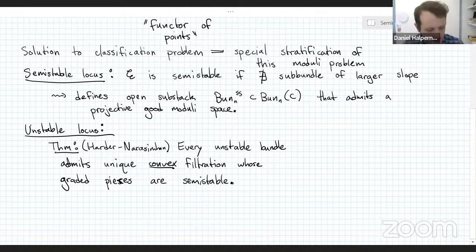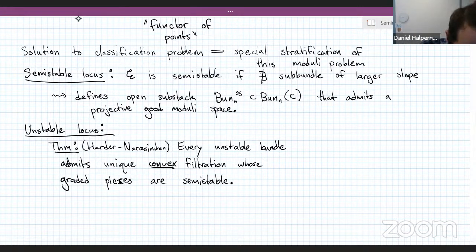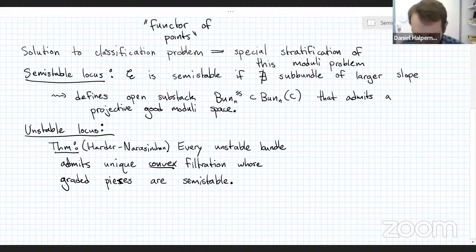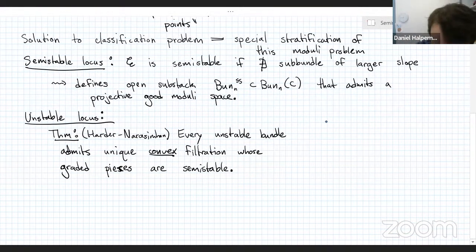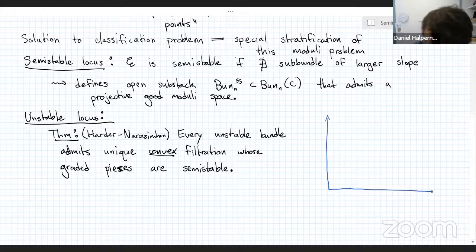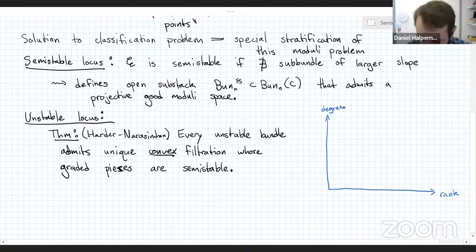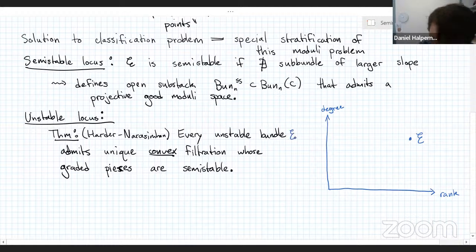Okay, so let me give a visual explanation for semistability and what the Harder-Narasimhan theorem is saying. You can imagine a vector bundle on this Riemann surface has two characteristic classes. It has its rank and its degree. And so you can imagine if you plot where the rank and degree is, if you start with the vector bundle E, it has some point in this rank and degree plane.